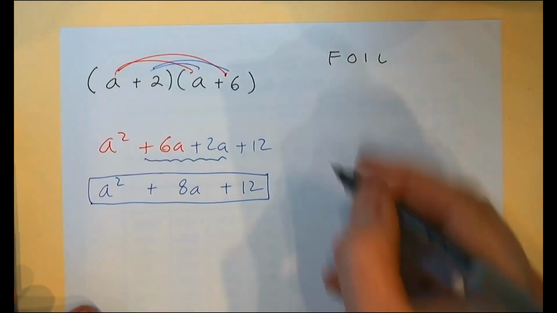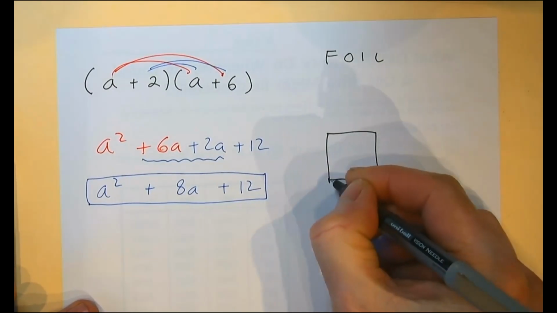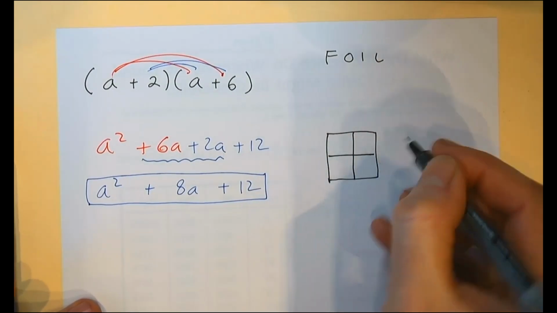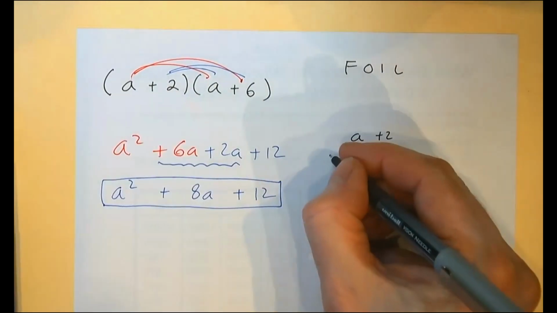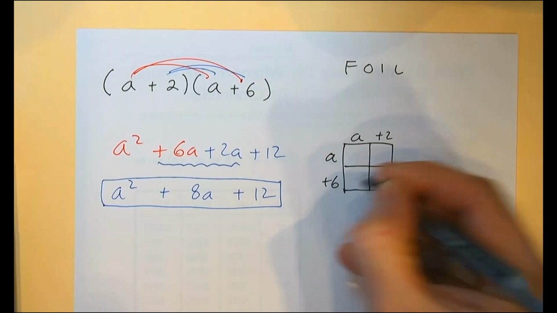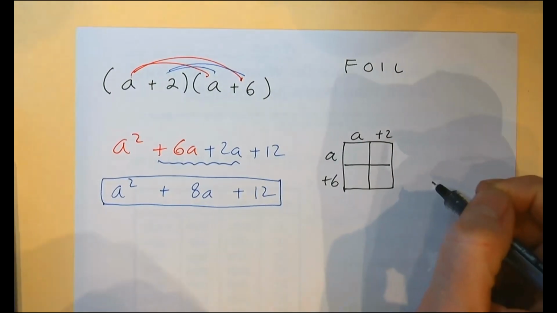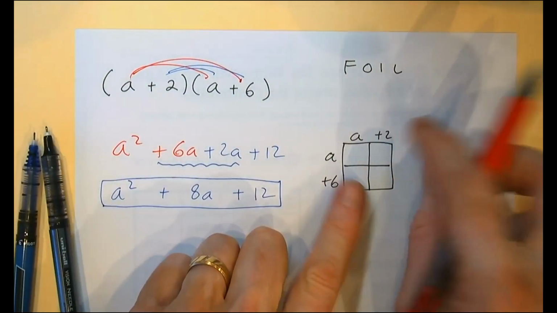There's other ways to do it. Some people do a box, like in biology class. They pick one of these, put it up here, A plus 2, and they put one on the side. Doesn't matter which one's where. A plus 6. Here's A plus 2, A plus 6. And they fill in the times table thing.